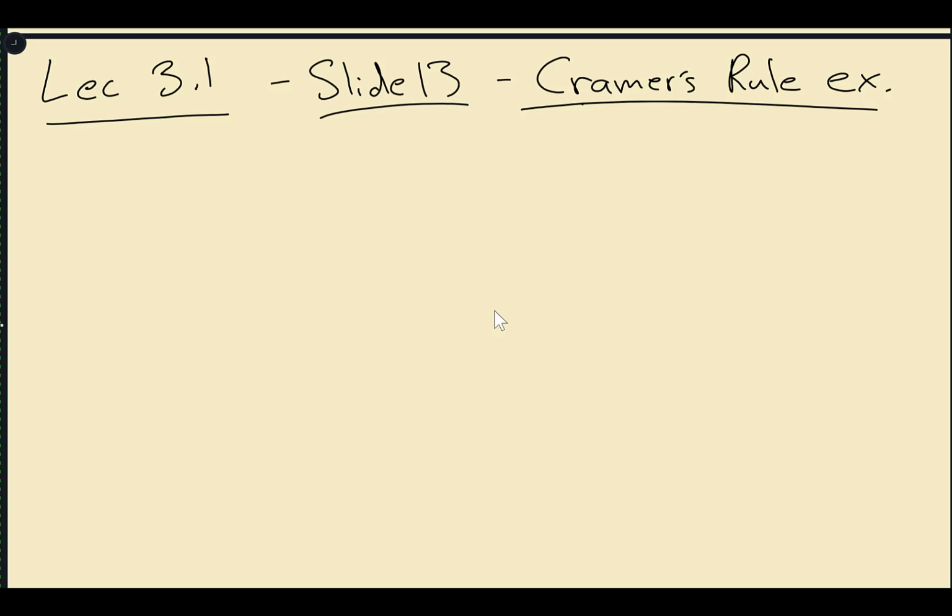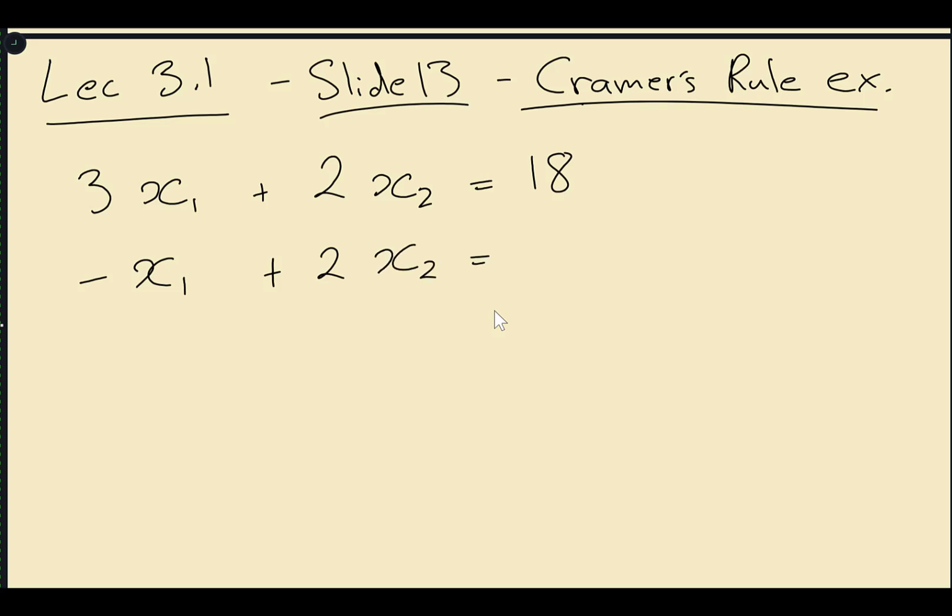All right, so we have two equations. We have 3x1 plus 2x2 equals 18, and then we have negative x1 plus 2x2 equals 2. The solution for x1 and x2 is x1 equals A1 divided by D, and x2 equals A2 divided by D. To start this off, we want to find what D, A1, and A2 are, and from there we can solve for x1 and x2.